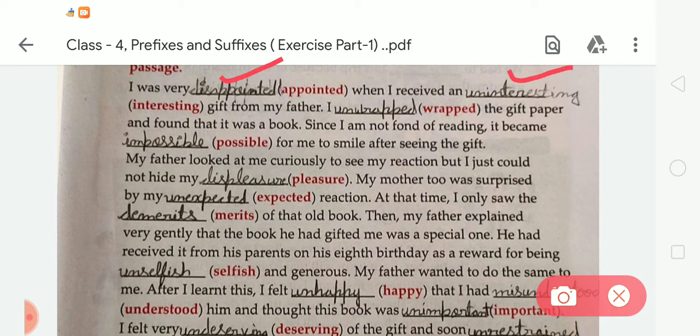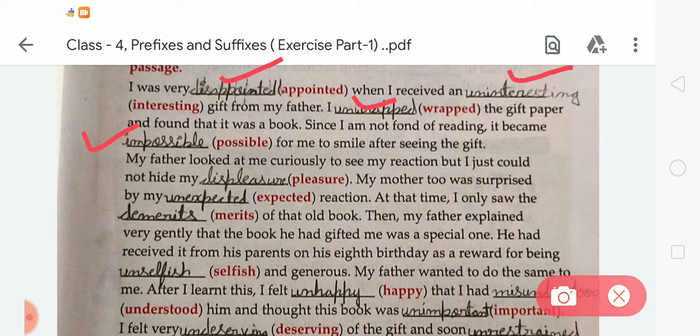Uninteresting gift from my father, I dash wrapped, so we have to write here unwrapped. We have to use the prefix un: unwrapped the gift paper and found that it was a book. Since I am not fond of reading, it became, there is a word in brackets, possible, so we have to use the prefix im. It will be impossible for me to smile after seeing the gift.